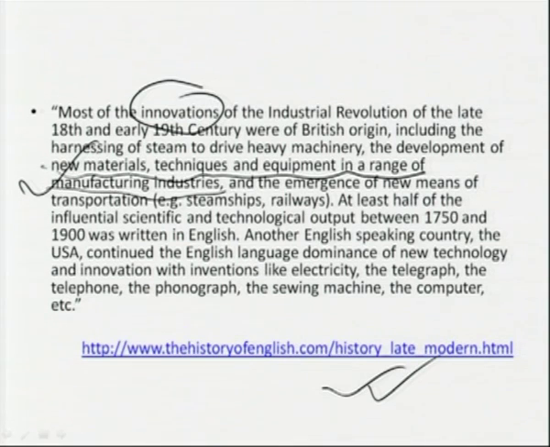At least half of the influential scientific and technological output between 1750 and 1900 was written, this is very important, in English. Another English speaking country, the USA, continued the English language dominance of new technology and innovation with inventions like electricity, the telegraph, the telephone, the phonograph, the sewing machine and the computer. As you see here, this text clearly refers to the tremendous growth in manufacturing industries, materials, techniques and equipment. Even though later on the USA had many other inventions in this domain, it was obvious that, beginning from the 18th century, many of these new technologies, new industries, new materials were developed in Britain.